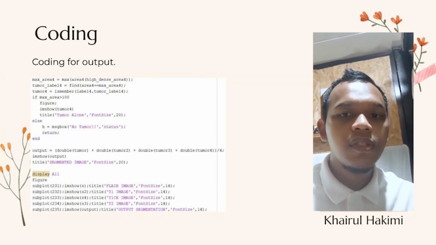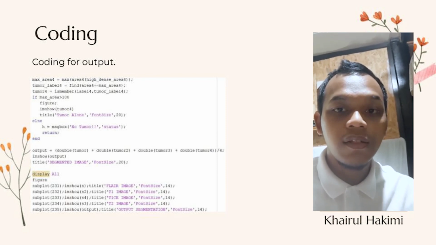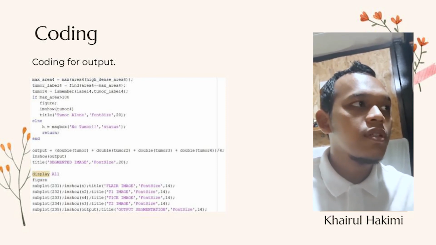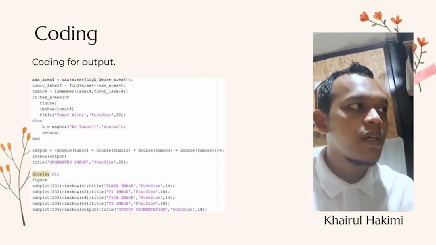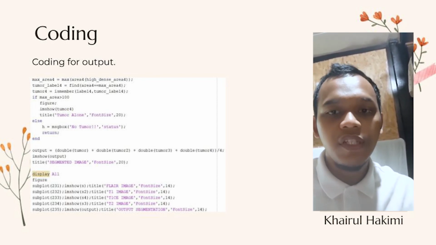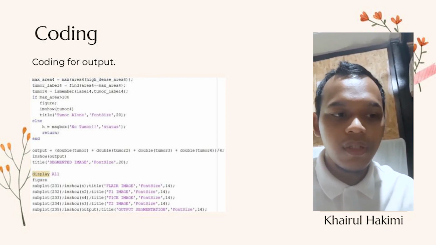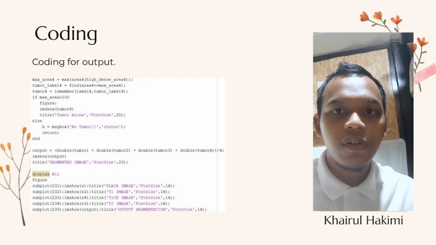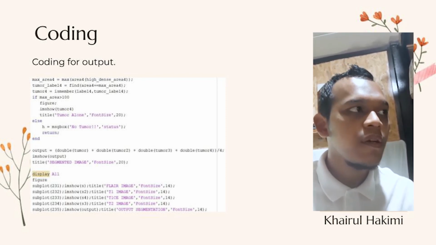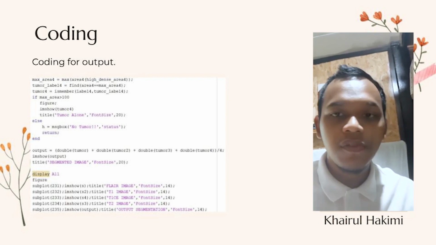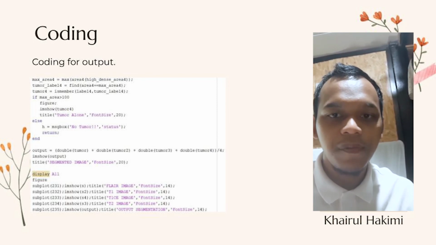The last one would be the final output for our system. It will display everything according to each of the images that we have. That will be the display of the status for the image, which is whether they have tumor or no tumor, and of course the title for each of the images, which is based on their original name.